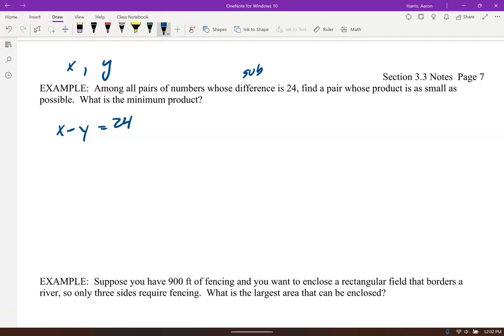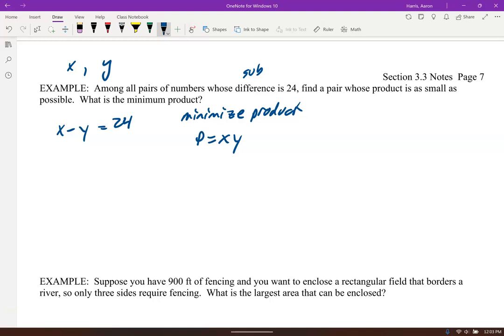And we want to find a pair whose product is as small as possible. I'm trying to minimize the product, right? So the product, let's call it P, equals x times y. I'm trying to minimize their product. P being the product there.